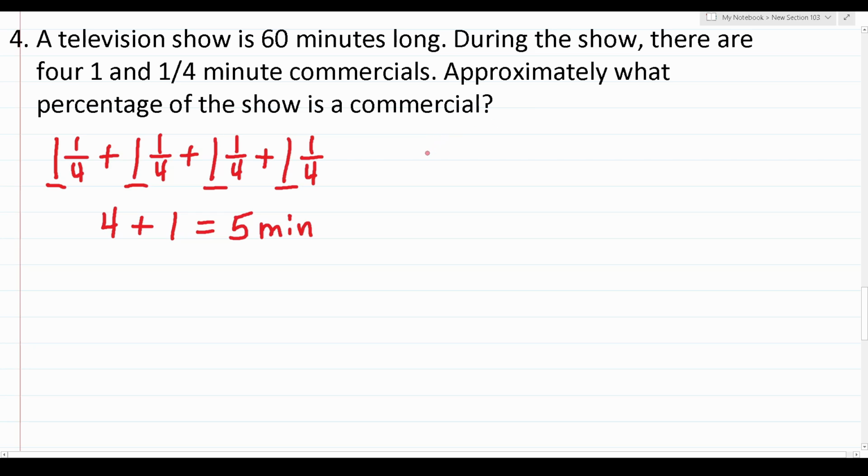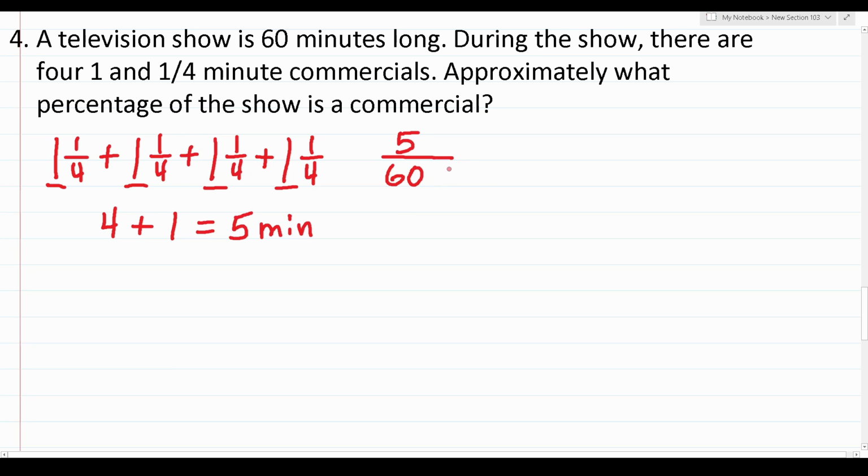Now we can work on answering this question. What percent is 5 minutes out of 60 minutes? And that looks like this, 5 over 60. And we can convert this to a decimal and then to a percent by treating this like long division. That is, by reading this as 5 divided by 60.